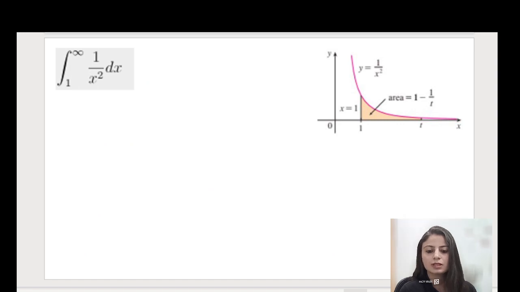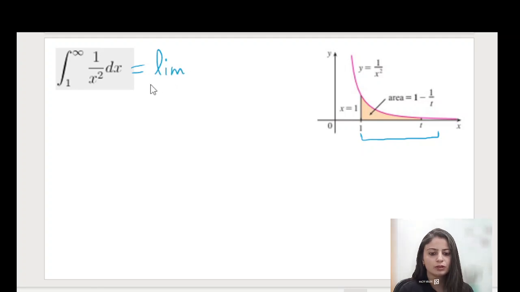Now let's use the limit definition to evaluate the value of this integral. So this is also an improper integral because we have infinite interval 1 to infinity. Now we might think, since the interval of integration is infinite, so the area under this function 1 by x square would also be infinite. So let's have a closer look and evaluate the value of this integral.